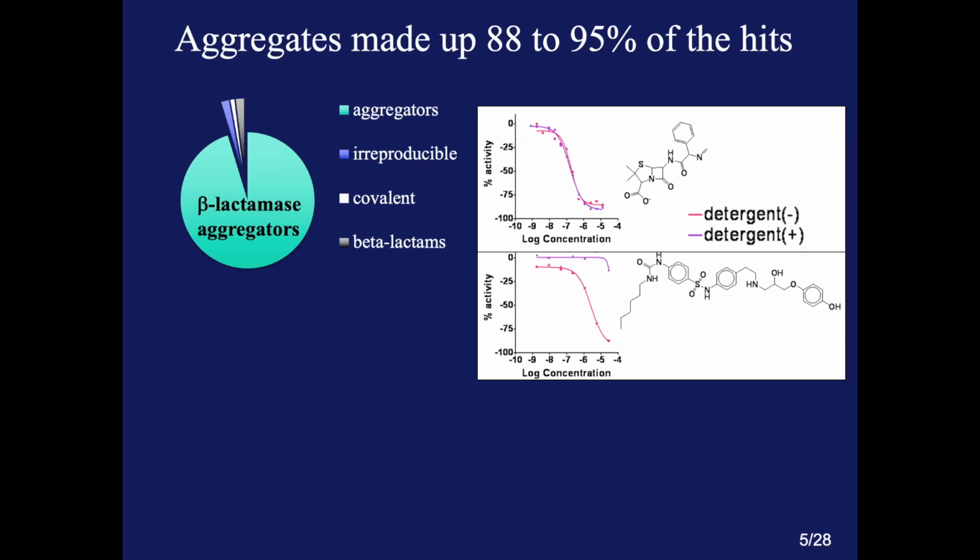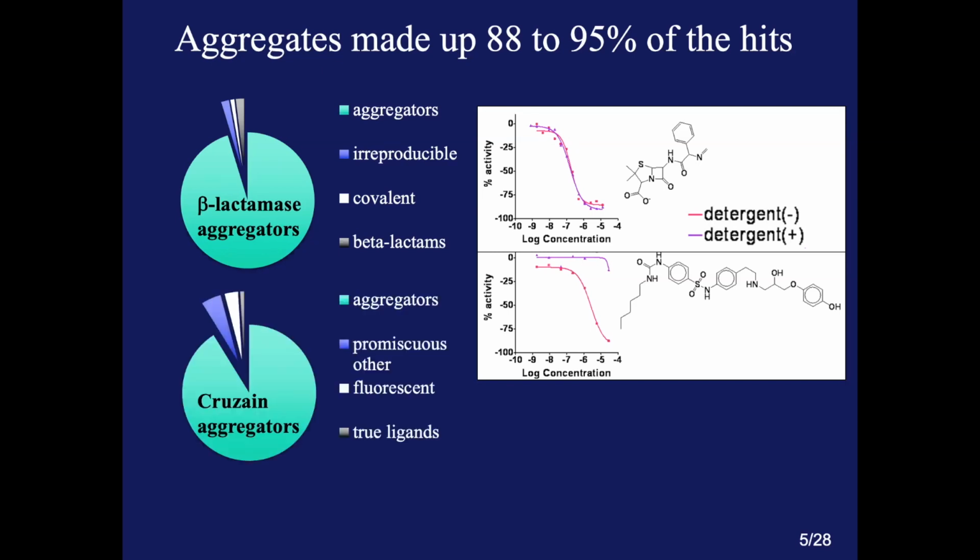And so overall, we did this for beta-lactamase and for cruzain, and this is just pie charts of the types of inhibitors we found. For beta-lactamase, we actually didn't find any reversible inhibitors whatsoever. 95% of them were aggregators, some were reproducible. A few were interesting covalents. We got crystal structures of those, and some were beta-lactams, which we knew about.